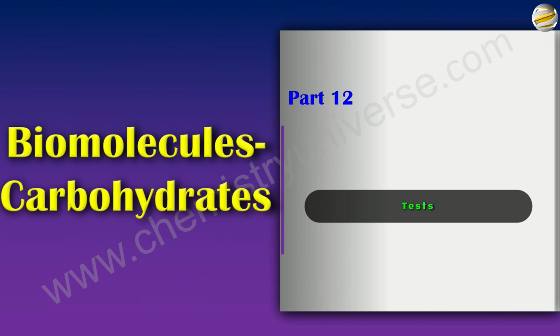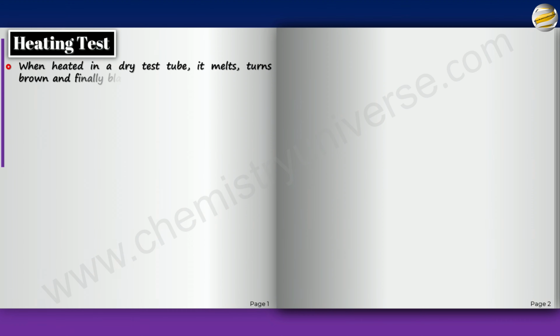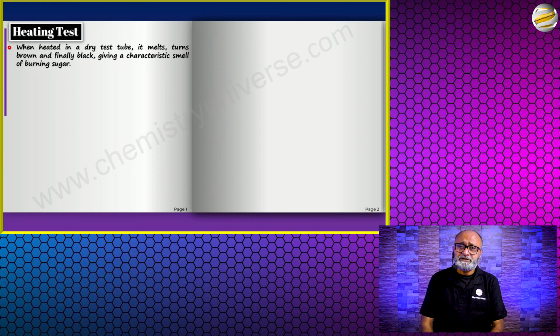All right, so the first one is the heating test. When heated in a dry test tube, the carbohydrate melts, turns brown and finally black, giving a characteristic smell of burning sugar. It's a very simple test that you can even perform at home. You can take table sugar in a spoon, heat it and check for yourself. But I'm going to show how it is done and what it looks like. So let's go and have a look at it.